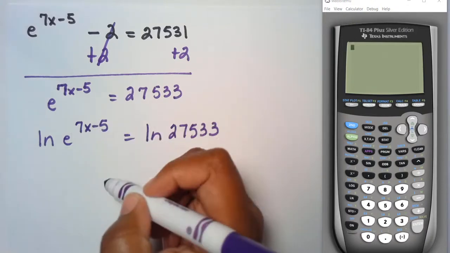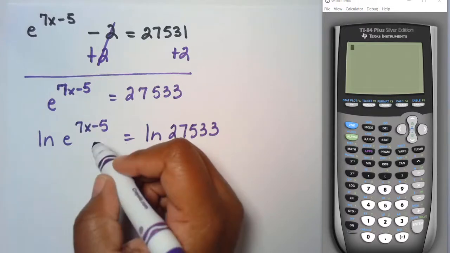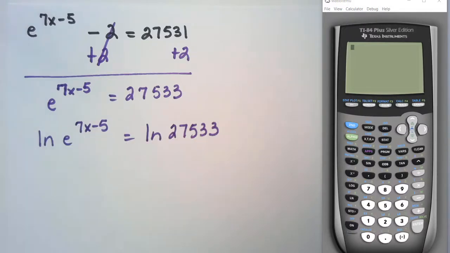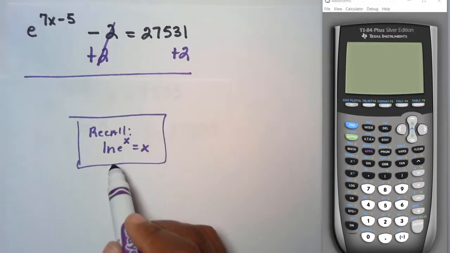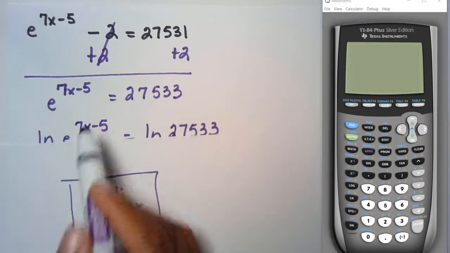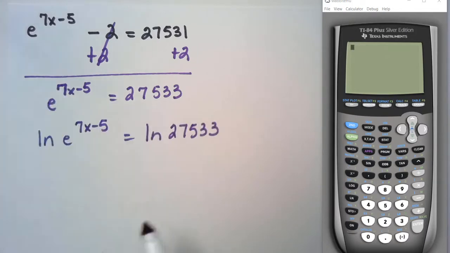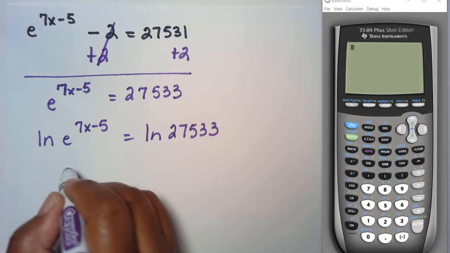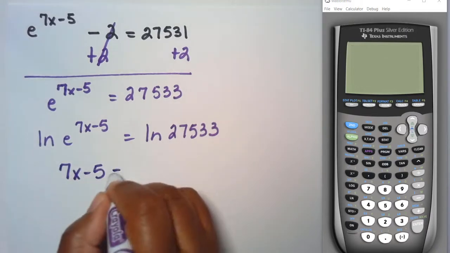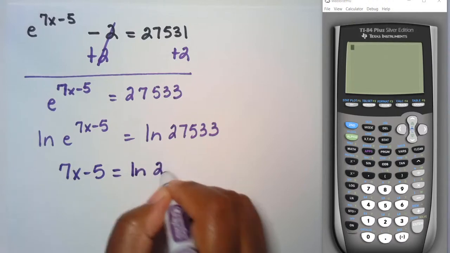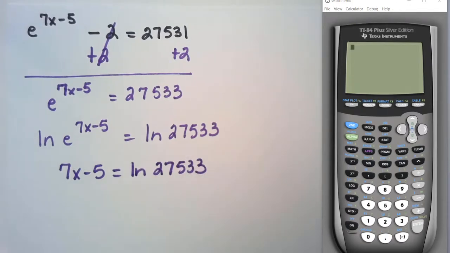Now, this ln of e raised to the 7x minus 5, we still can use this property where we can drop the ln of e because it's going to equal that power. So we have here 7x minus 5 is equal to ln of 27,533, and we want to solve for x.